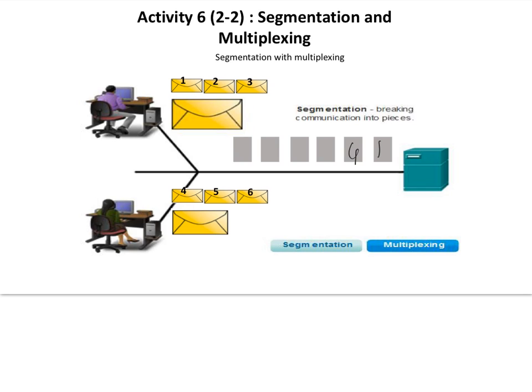1, 4, 2, 5, 3, 6. Can it be 1, 2, 4, 5, and then 3, 6? It could, depending on how small the segment is. But at least there is some kind of mixing. There is some kind of mixing, okay?